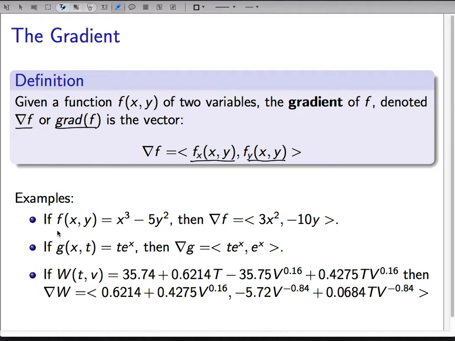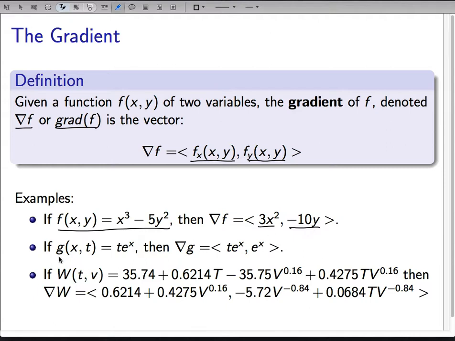If we start with the function f(x, y) that we've seen before, x cubed minus 5y squared, then for the gradient of f, you can just think about computing the partial of f with respect to x, which we know is 3x squared, and the partial of f with respect to y, which is minus 10y, and comma separate those.